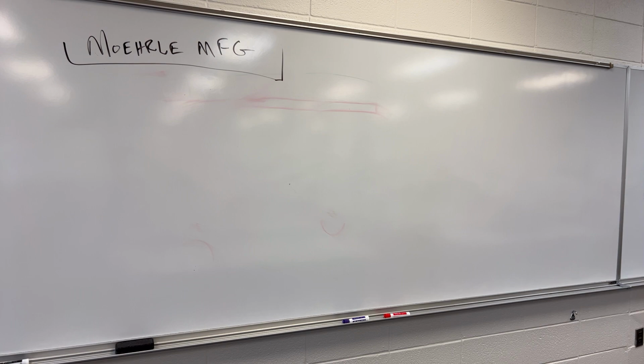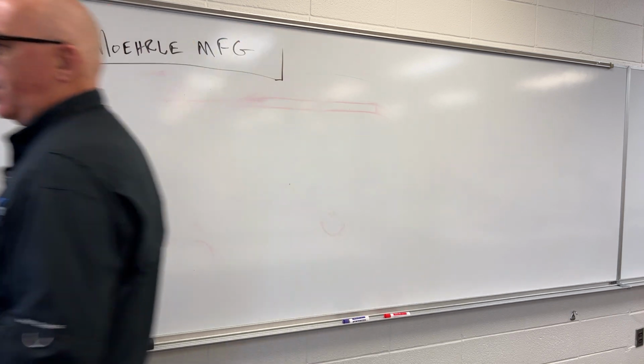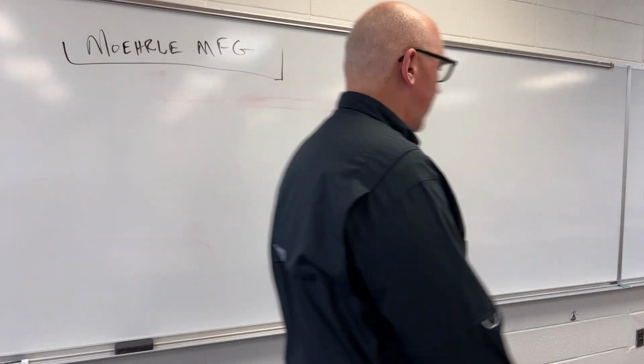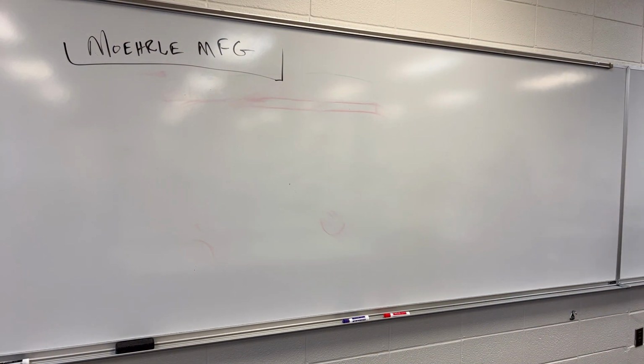What is a product cost? Veronica, what is a product cost? Everything that goes into making a product. And so everything we're talking about here in this problem is a product cost. So direct materials, product cost. Direct labor, product cost. Variable overhead, product cost.